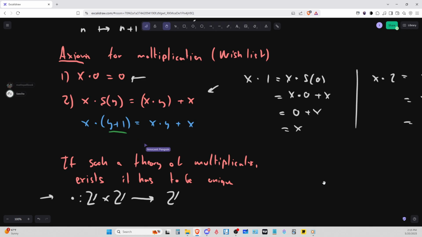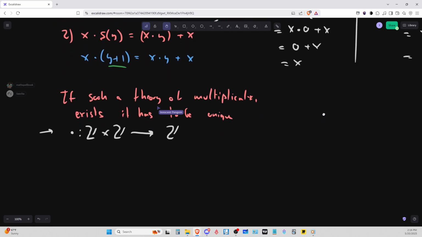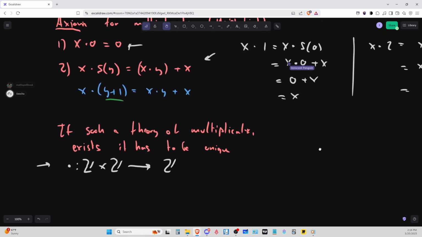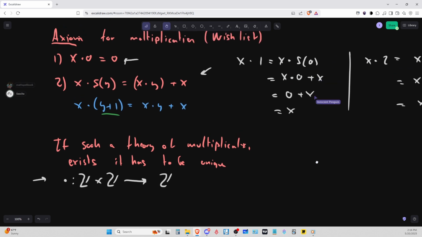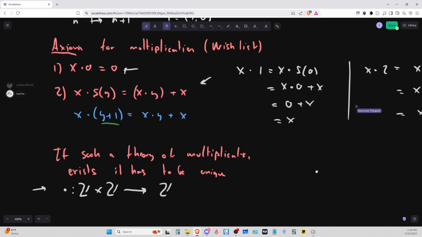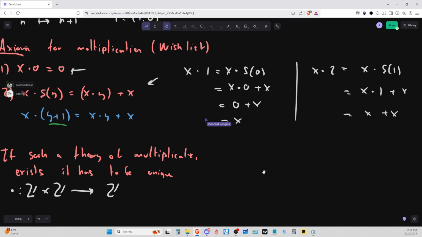Okay. So you can sort of see why such theories have to be unique, and if you play a little bit with this definition, you can sort of work out the definition, but I will just state the definition below.